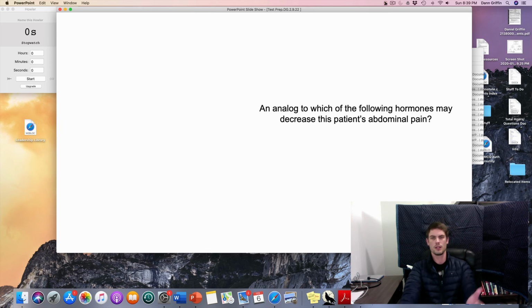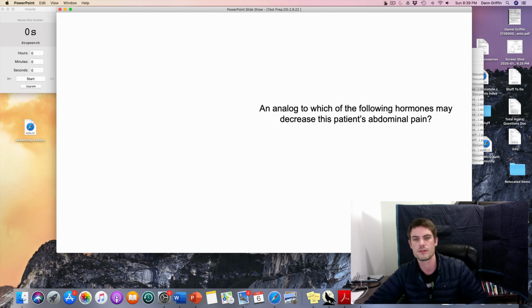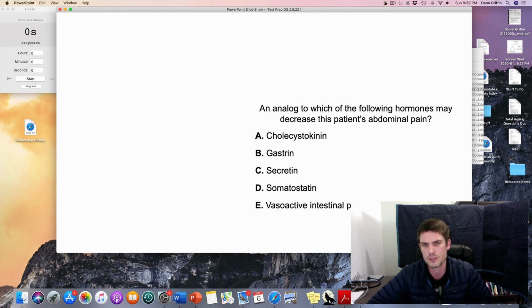So an example of how I would work questions is I would read the lead-in, which is: an analog of which of the following hormones may decrease this patient's abdominal pain? And I look at it, so we've got cholecystokinin, gastrin, secretin, somatostatin, and then vasoactive intestinal peptide. So these are GI hormones. I wouldn't expect any of y'all to know the answer. I don't know the answer. I just had this question pulled from previous.